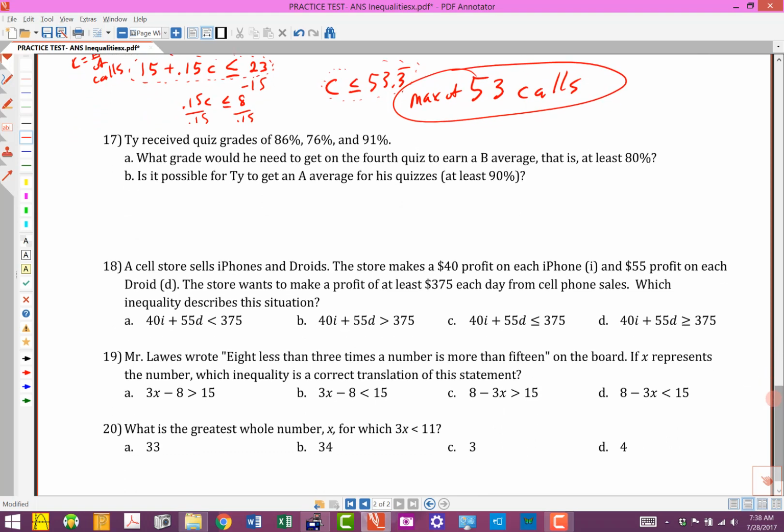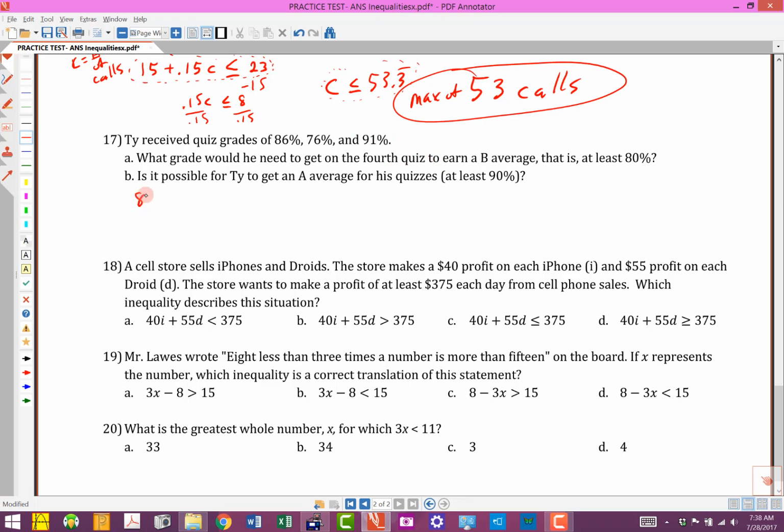Okay, this one should look familiar. Ty received quiz grades of 86, 76, and 91. What grade would we need on the fourth quiz to earn a B average? That's at least 80%. And then part B: for Ty to get an A, is it possible for Ty to get an A average? In other words, at least 90%. So remember, he's taken 3. Here's the first one, second one, and third one. We don't know what his fourth quiz is, but we do know how to average 4 things.